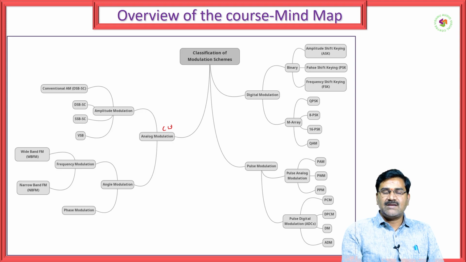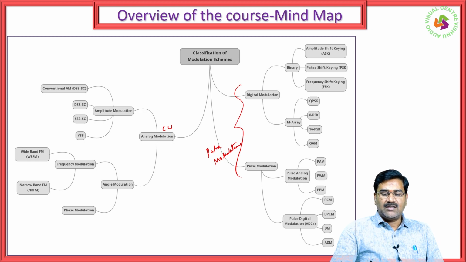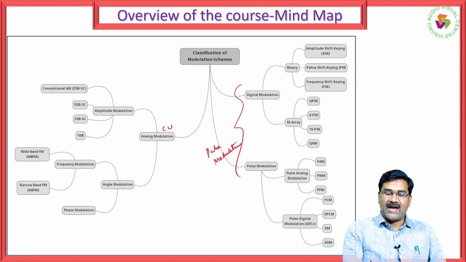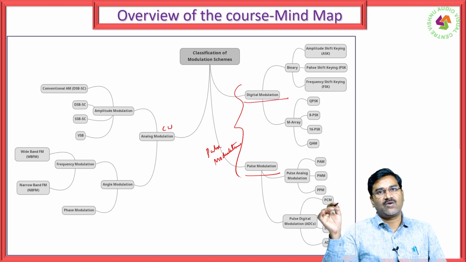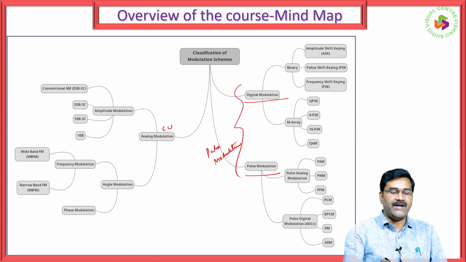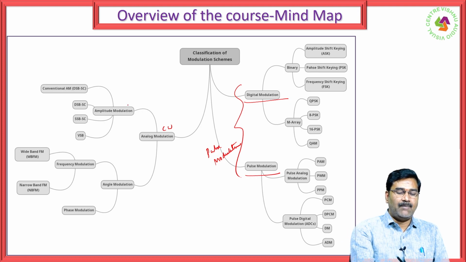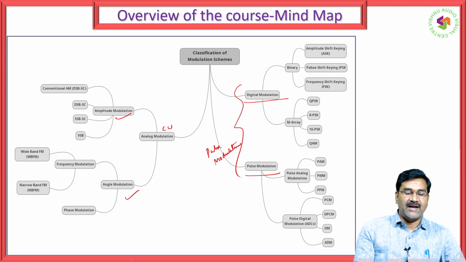If the carrier is a pulse signal, we call these pulse modulation schemes, where the pulse will be the carrier for pulse modulation, and digital modulation also requires a pulse as a carrier signal. Now analog modulation is divided into two parts: one is amplitude modulation and the other is angle modulation.